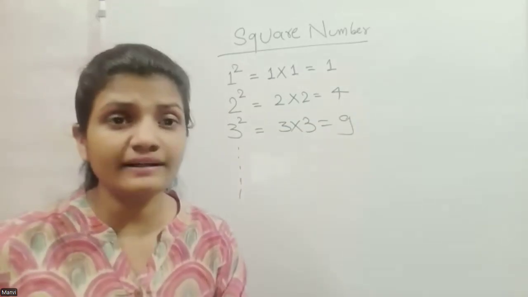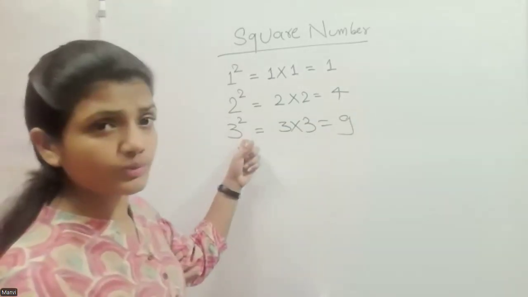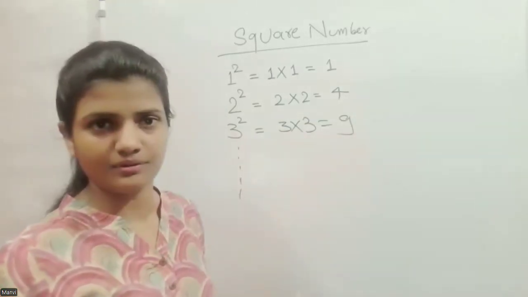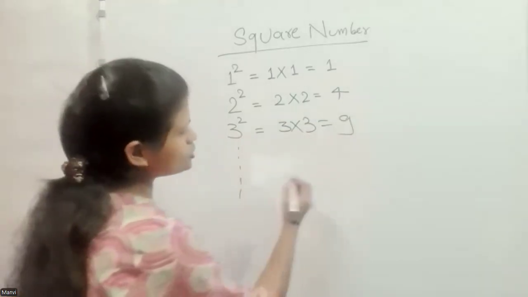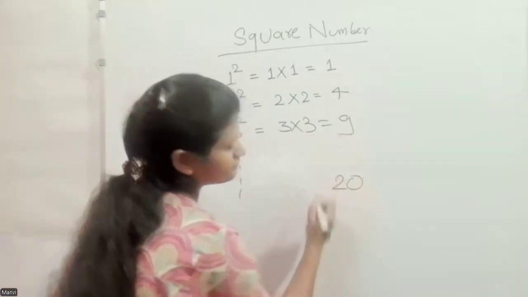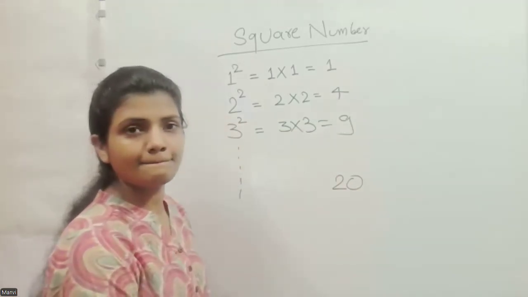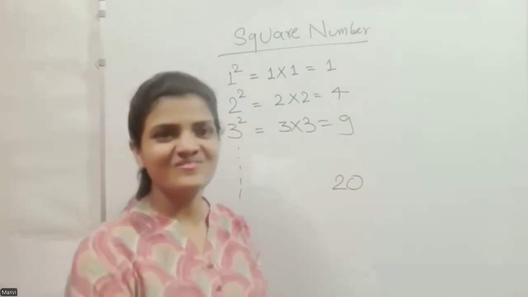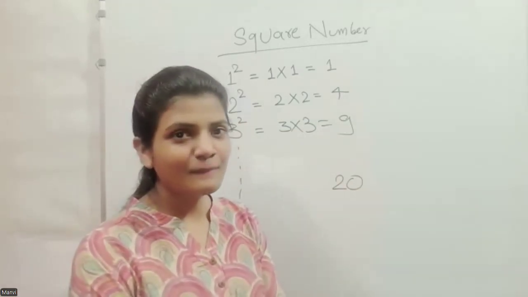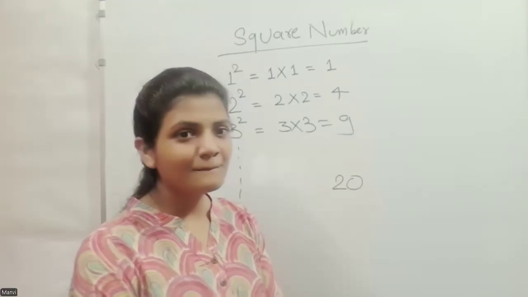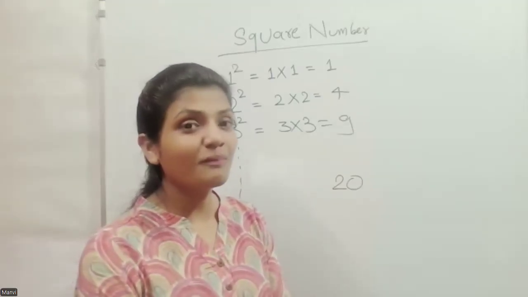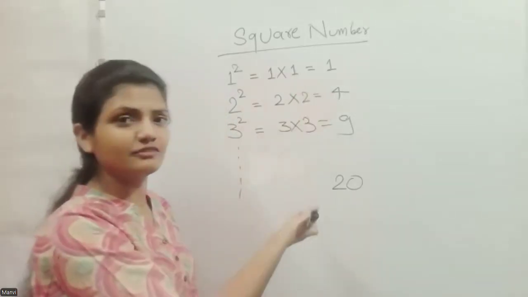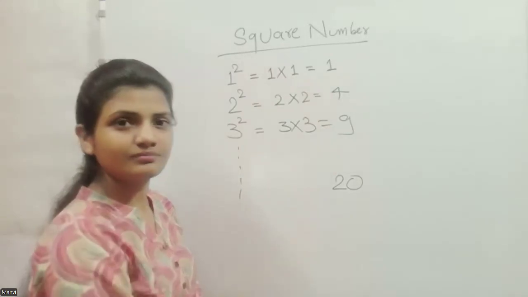So this 3 is not a square number. 3 multiplied by 3, which is 9, this is a square number, right? So is 20 a square number or not? What does the square number say? A number multiplied by itself. So 20 times 20.